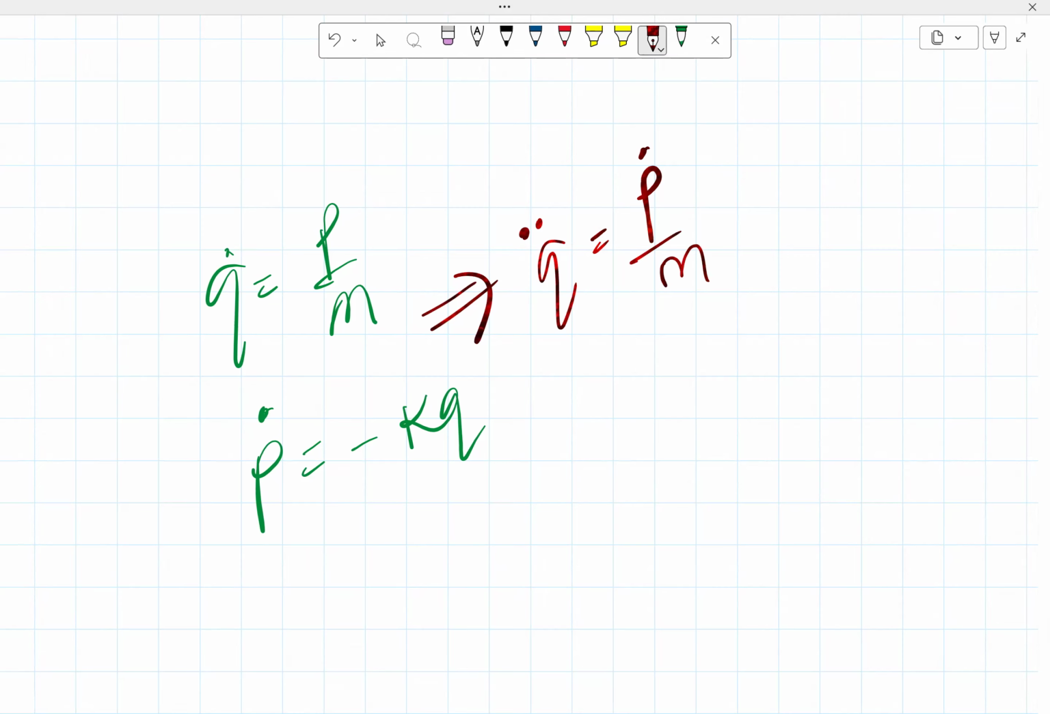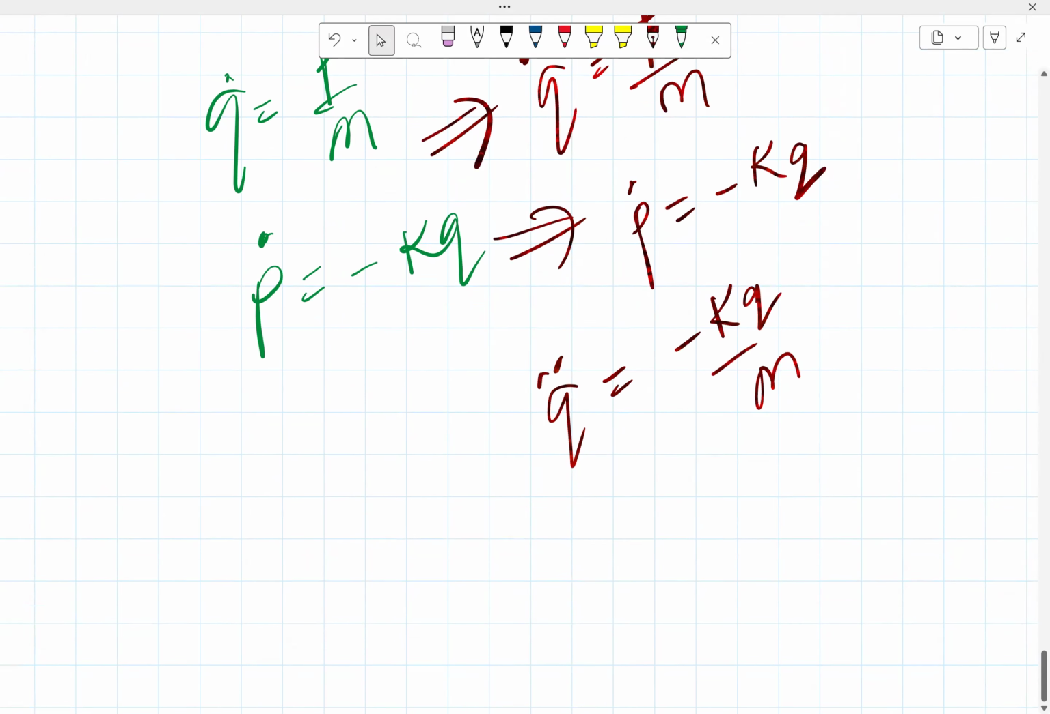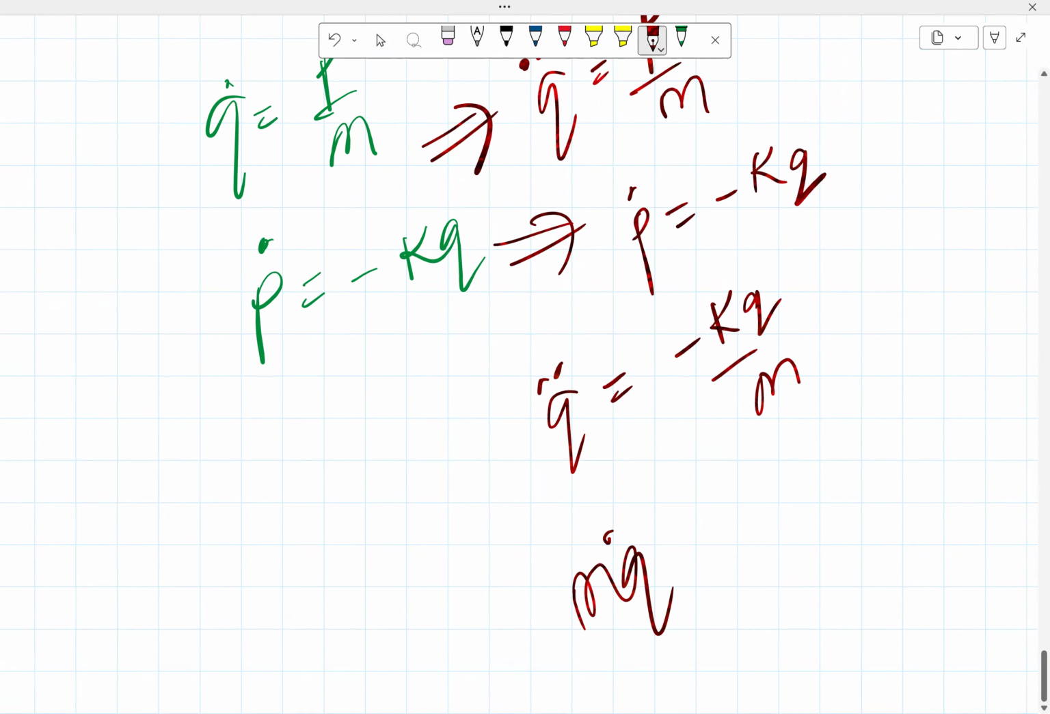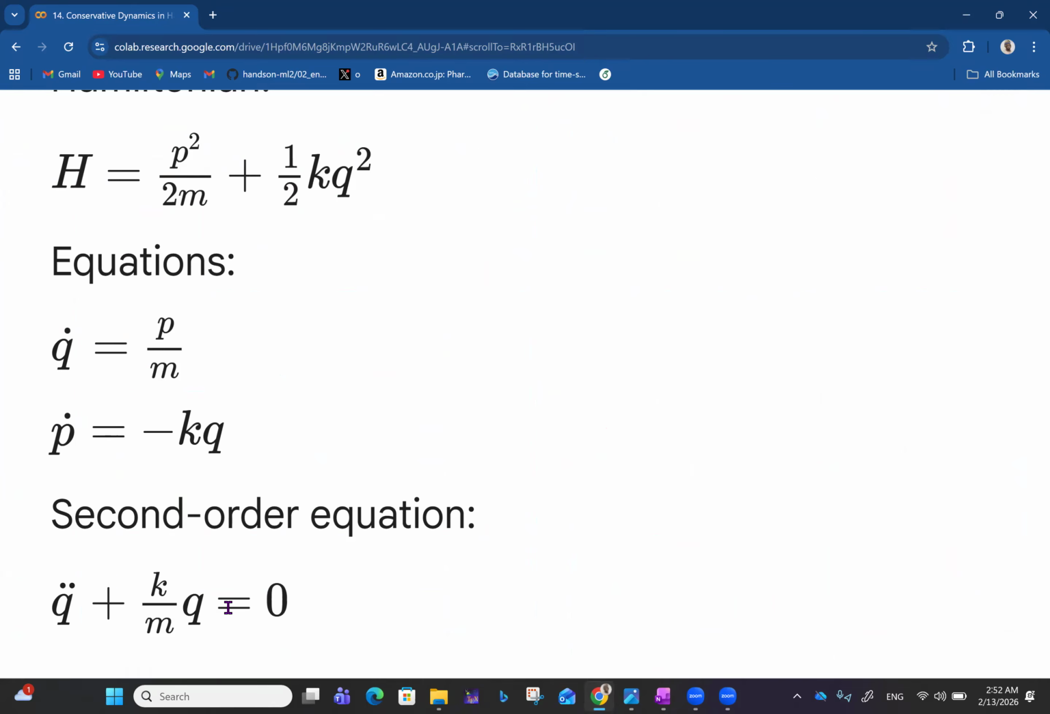And then we still have this one to be P dot equals minus KQ. Well, of course, we have married them together automatically. So this is now P dot, right? So we can have Q dot dot equals minus KQ over M because this is P dot up here. So we can then have MQ dot dot equals minus KQ. So I think that's how this is formed right here. So that's why Q dot dot plus K over MQ equals 0.